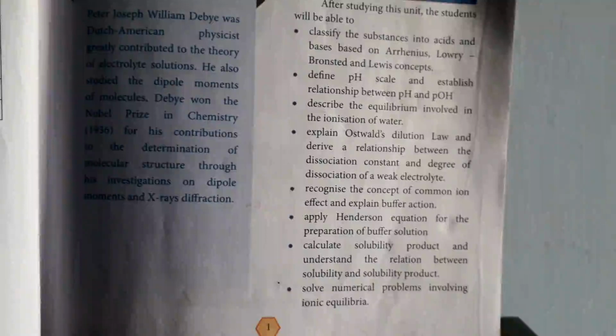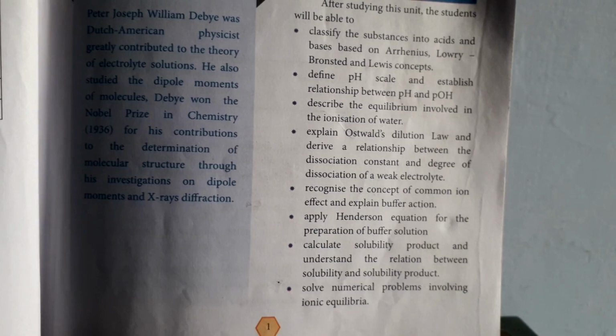Students, now we see the topic ionic equilibrium. In this chapter, first of all, we see the learning objectives of this lesson. Number 1, classify the substances into acids and bases based on Arrhenius, Lowry-Bronsted and Lewis concepts.